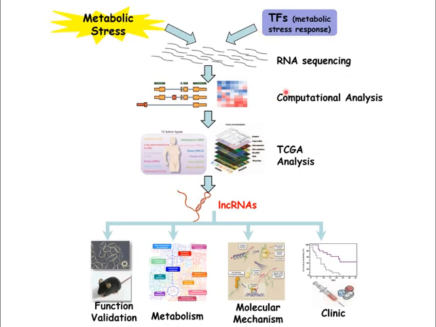In this case, we have taken an unbiased approach. We try to identify those non-coding RNAs which can be induced under metabolic stress conditions, such as glucose starvation, or can be induced by certain transcription factors known to play an important role in metabolic stress response, such as FOXO, as I'm going to mention later. Then we conducted RNA sequencing coupled with sophisticated computational analysis to identify those unknown non-coding RNAs induced under those conditions. You can identify many such non-coding RNAs from this analysis. But to link this to cancer biology, we filtered the list of those non-coding RNAs through TCGA analysis.